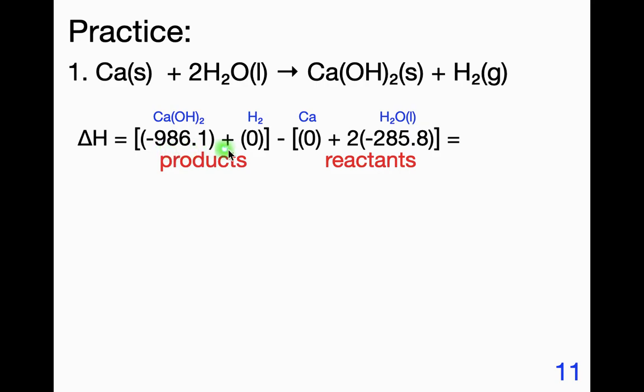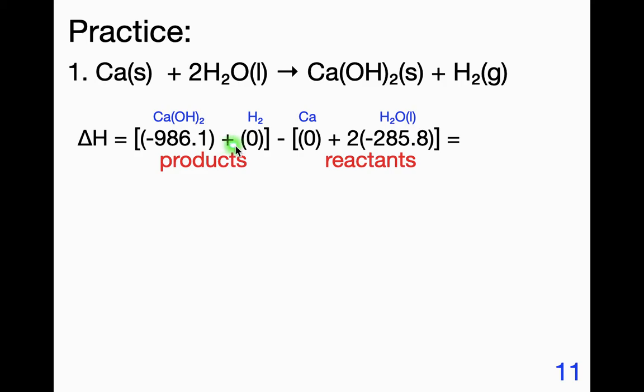Now when you type this into your calculator, you don't need to put in all these brackets and parentheses. Let me show you the simple way of doing it. So get your calculator. I'll wait. Got it? Okay, good. Type in 986.1 and then hit the change sign key. On the calculators that we use in class, it's right next to the equal sign in the lower right. So just make it a negative 986.1.